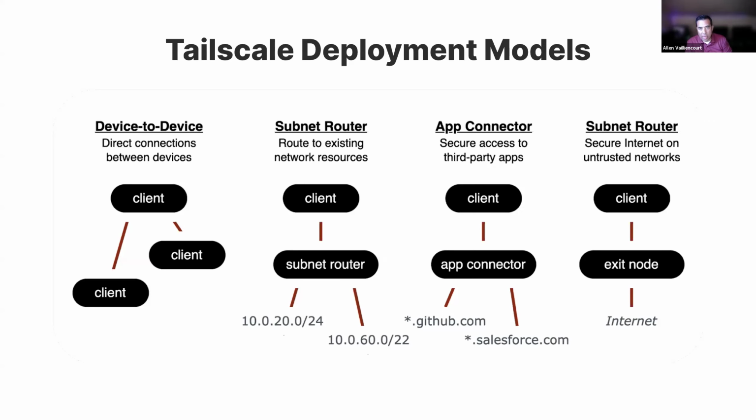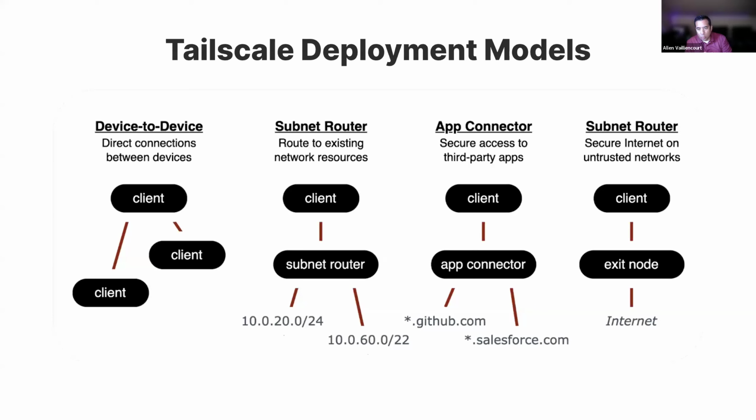So RDS, for example, AWS doesn't allow you to throw up Tailscale on an RDS host, but you also do not want to expose that to the general internet. So using the subnet router model gives you the ability to manage access into that.